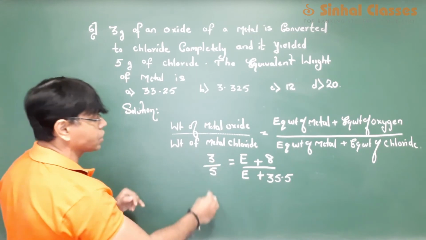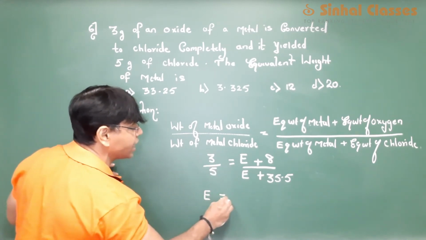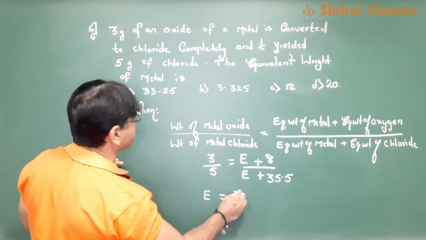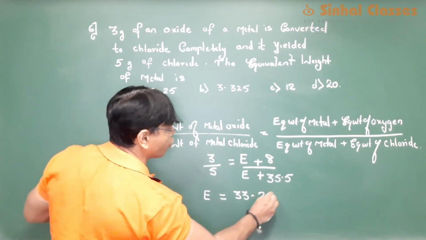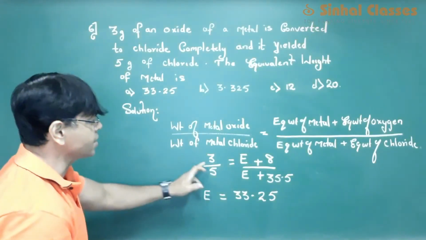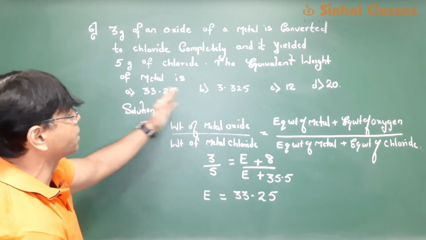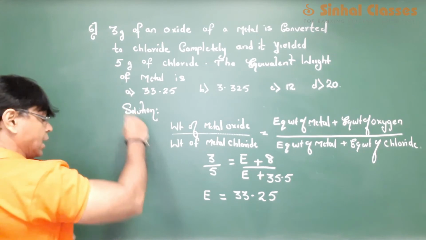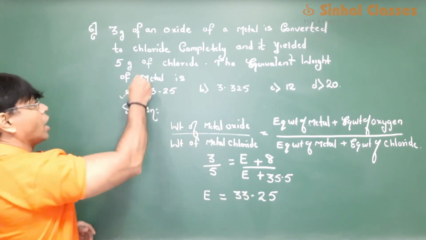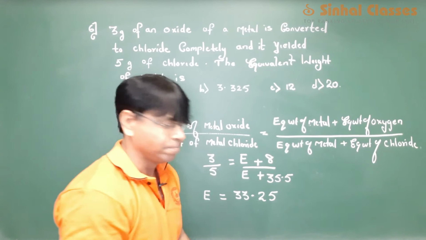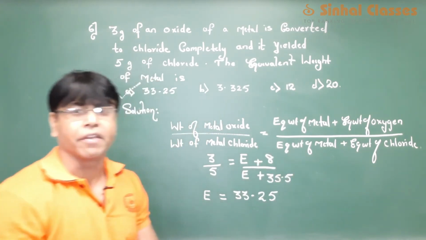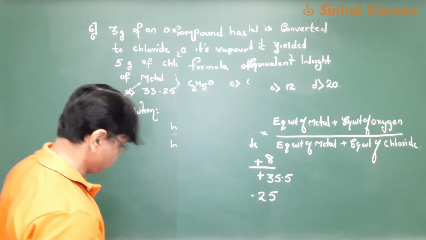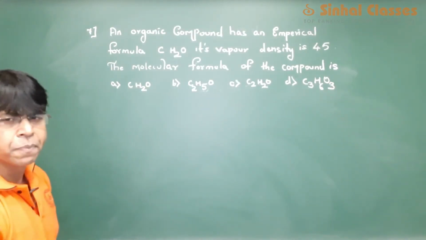Now just simply solve this and you get the value of E. When you solve this, the value of E will be approximately 33.25, near about. So you can make it out very quickly what the value will be. It can't be 3, it can't be 12, it can't be 20. So definitely the answer is A, 33.25. Question number 6 done. Now we go for the next question, question number 7.